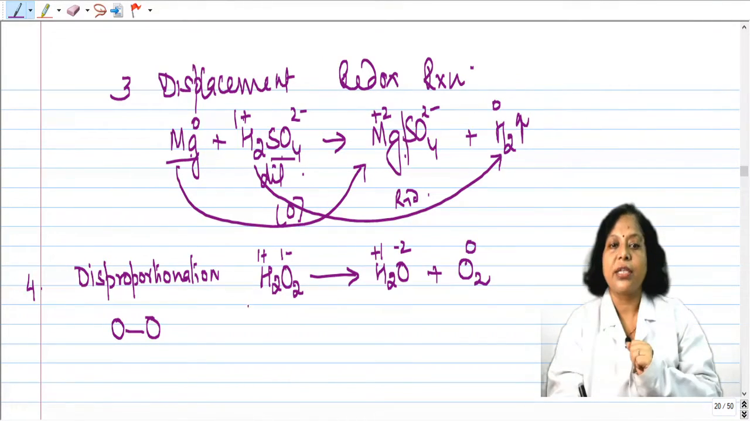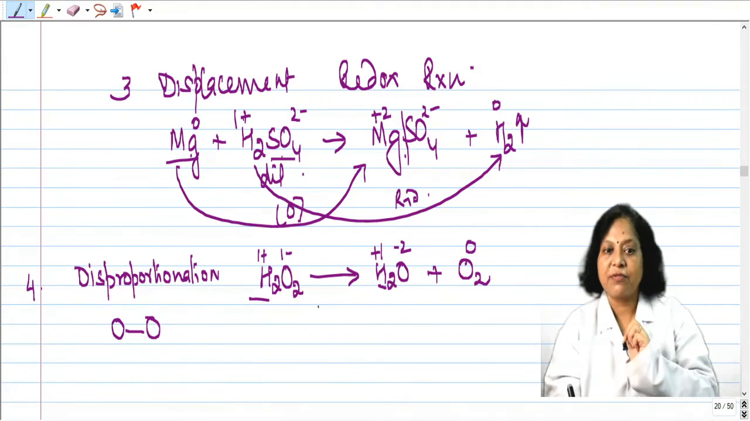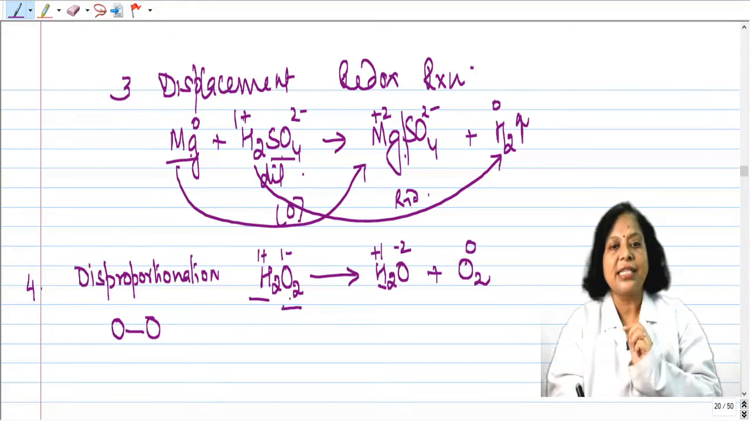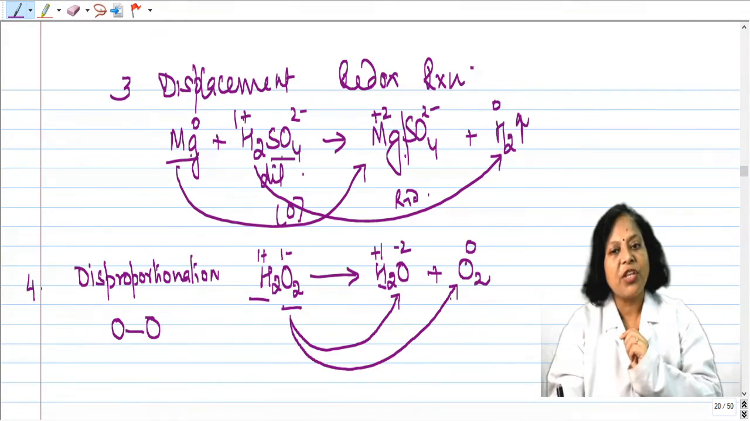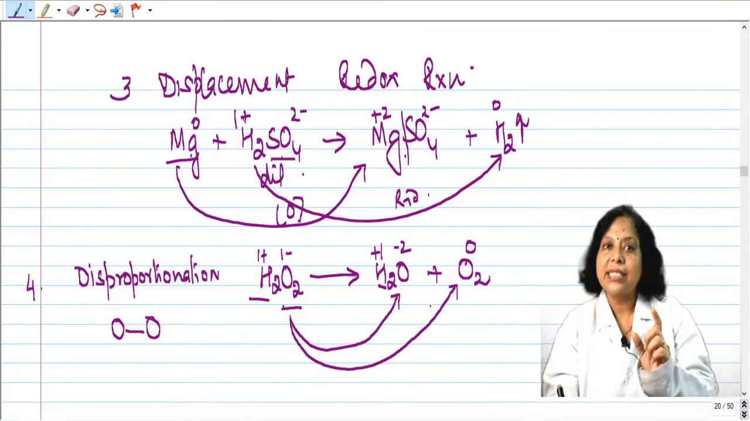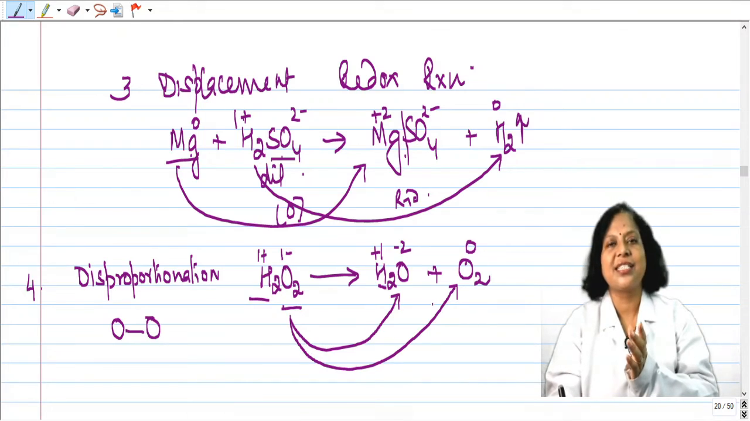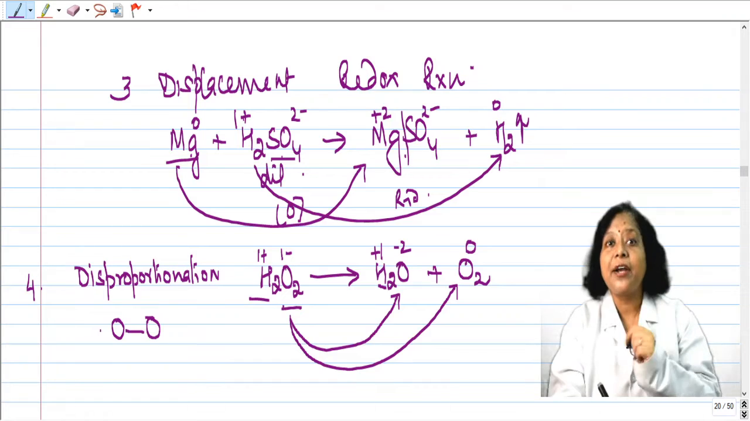Now look here what is happening. Hydrogen is the same, +1 on both sides. Oxygen is -1, and from here -1 it is changing to -2, and from -1 it is changing to 0. So what is happening? Only one element is changing its state in two ways. So this is known as disproportionation redox reaction.